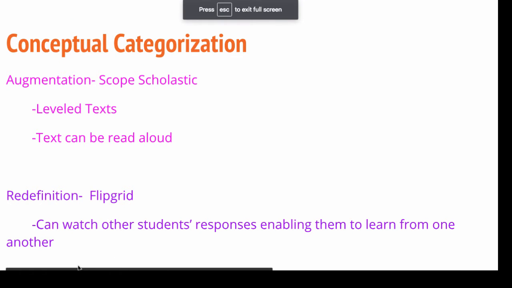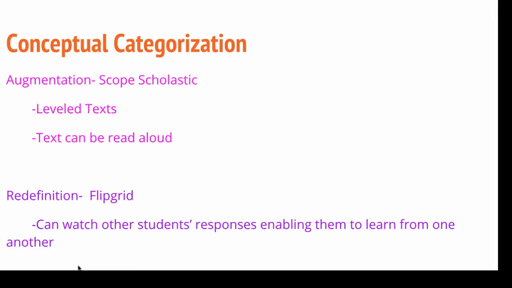For conceptual categorization, we believe that augmentation is represented with Scope Scholastic leveled text, and the text can be read aloud. For redefinition, we're using Flipgrid, where students can watch other students' responses, enabling them to learn from one another.